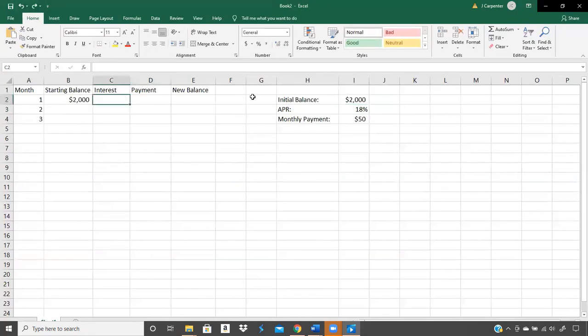Our interest is the product of the balance and the periodic rate. So equals the balance times the periodic rate. Now the periodic rate is not 18%, it's 18% divided by 12. So we do that and then divided by 12. This is not going to be okay though, because we're going to need a fixed cell reference for that as well, because it's just some random number to the side that we don't move.